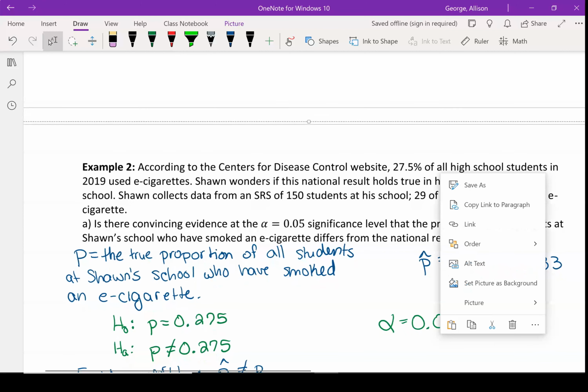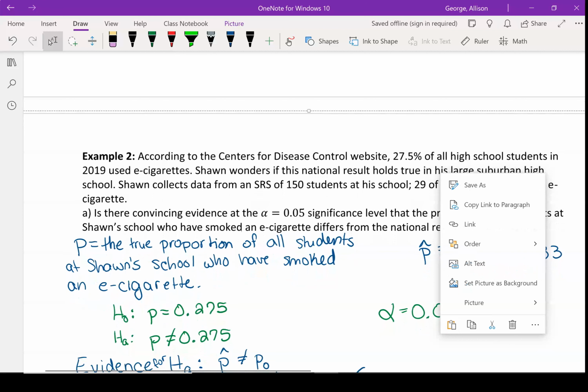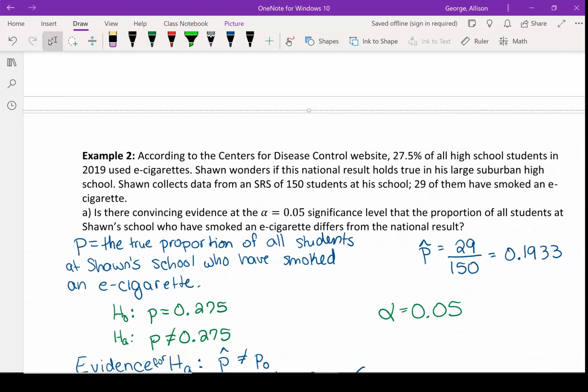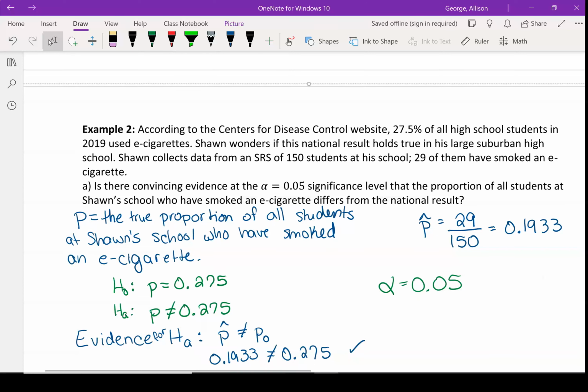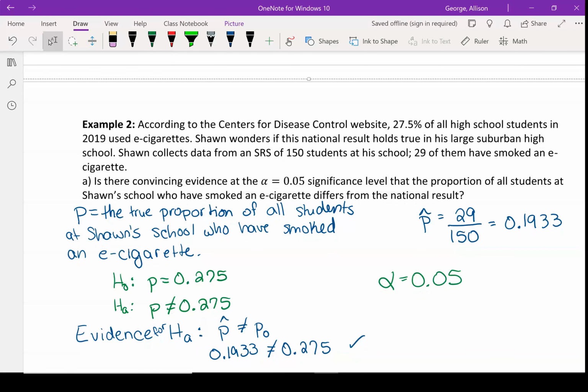And then we want to check for our evidence, just like we found out in the last problem. If we don't check, there's a chance we could run a test for no good reason. So we're checking our p-hat against our null hypothesis. And our p-hat is 0.1933. Our null hypothesis is 0.275, and yes, that works. 0.1933 does not equal 0.275, so we're good.